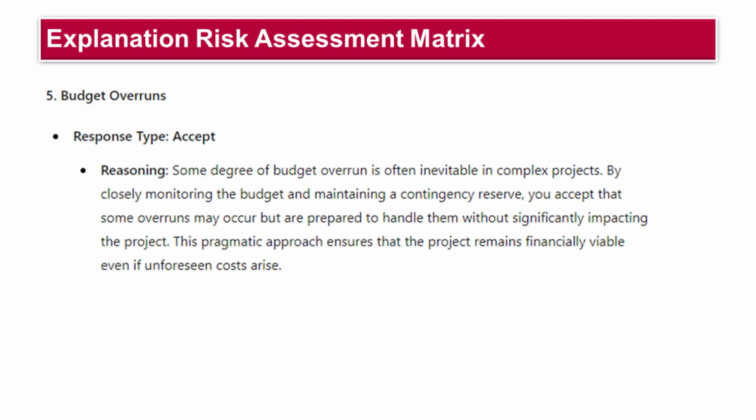For the risk of budget overruns, the response type is accept. Some degree of budget overrun is often inevitable in complex projects. By closely monitoring the budget and maintaining a contingency reserve, you accept that some overruns may occur but are prepared to handle them without significantly impacting the project. This pragmatic approach ensures that the project remains financially viable even if unforeseen costs arise.